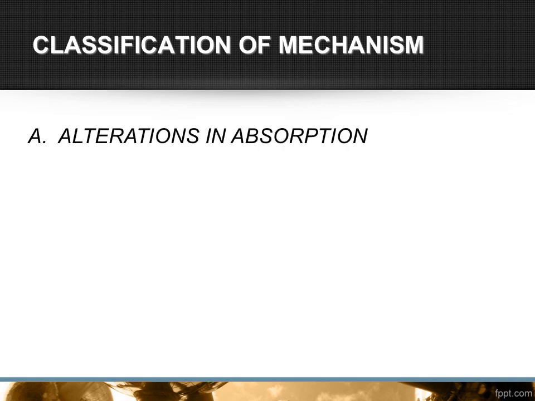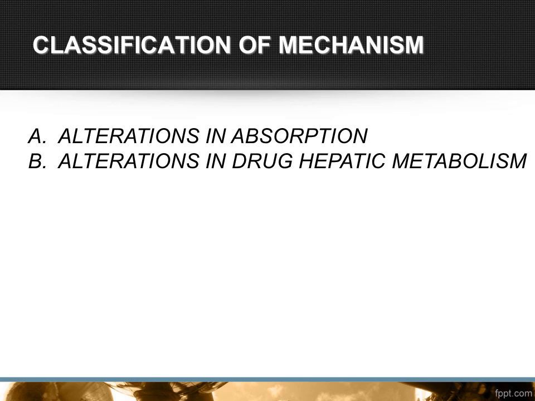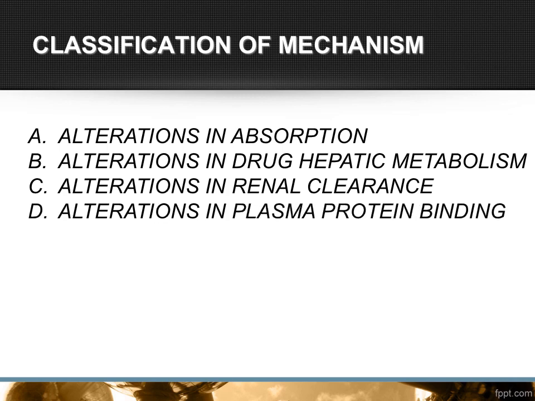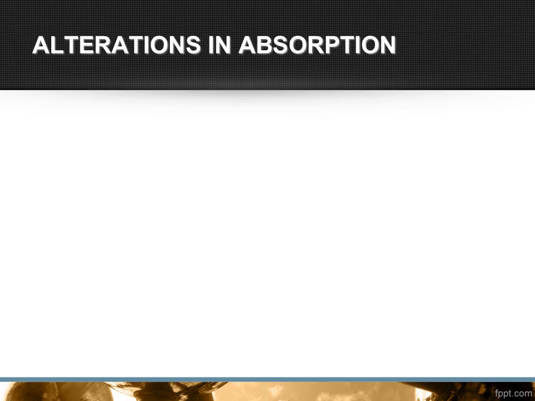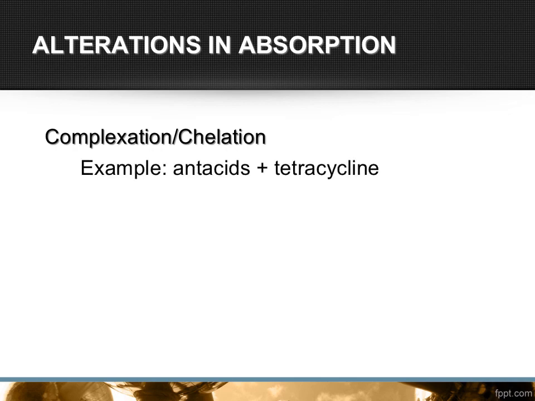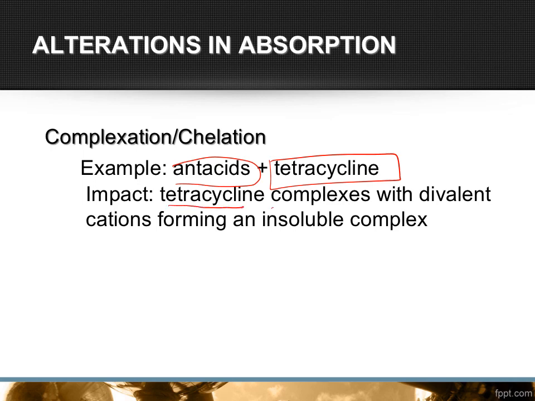There are four classifications of drug interaction mechanism: number 1, alteration of drug absorption; number 2, alteration in drug hepatic metabolism; number 3, alterations in renal clearance of the drugs; and number 4, alteration in plasma protein binding of certain drugs. When we look into alteration in absorption, for example, complexation or chelation is one of the mechanisms that can change the absorption of a certain drug. For example, when you take an antacid with tetracycline, you form a tetracycline complex with a divalent cation, an insoluble complex which reduces the absorption.